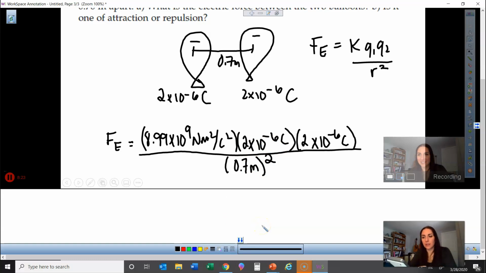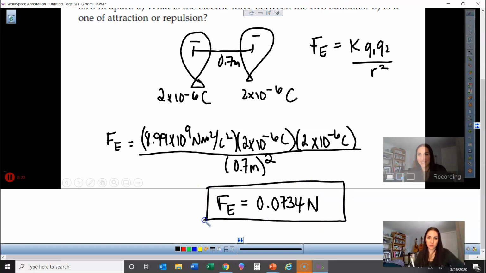All right, I'm going to go ahead and calculate this. So 8.99 e to the 9th times 2 e to the negative 6 times 2 e to the negative 6 divided by 0.7 squared. I almost forgot. Told you. It's very tricky. Force electric is going to be 0.0734 newtons of force between the balloons.